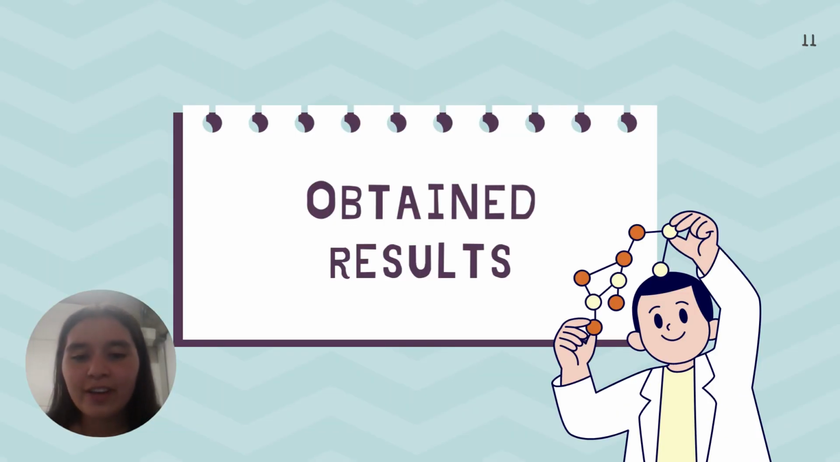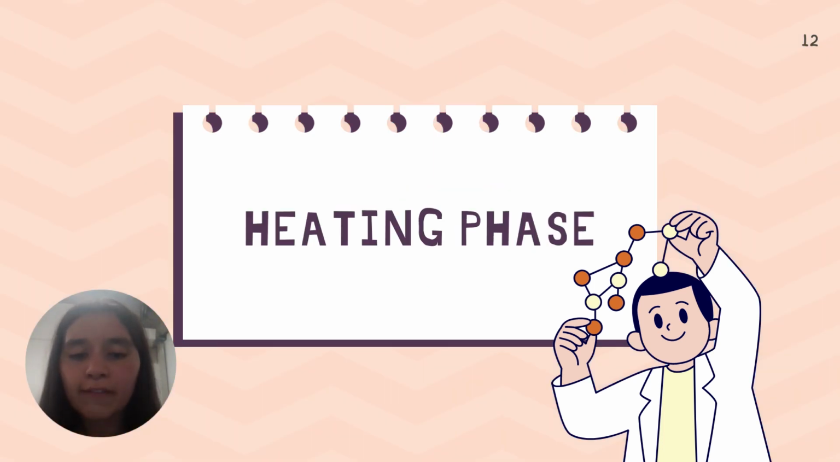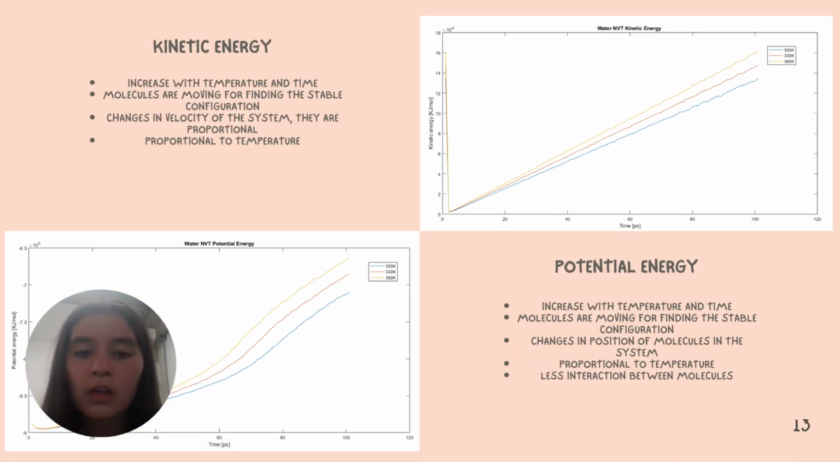Now you're gonna talk about the obtained results. The first phase was the heating phase, and we obtained three scatter plots. First of all, we have the kinetic energy plot, in which we can see that it increased with temperature and time. This is due to molecules moving to find a stable configuration, and there are changes in velocity of the system, and it is proportional to temperature.